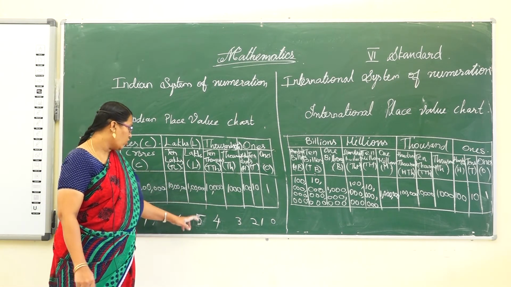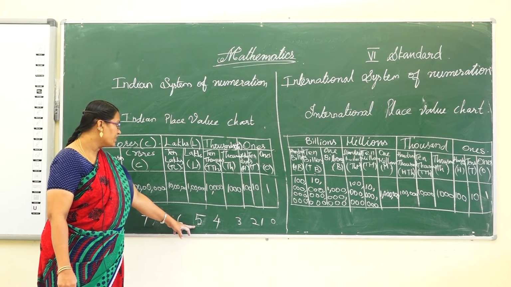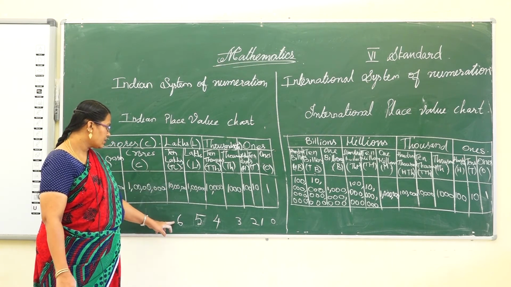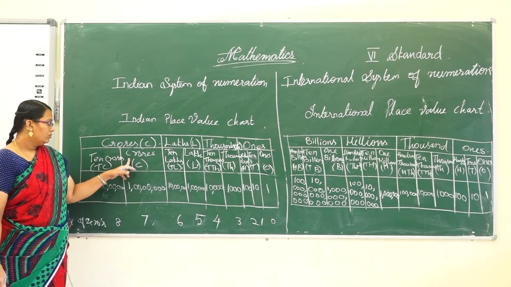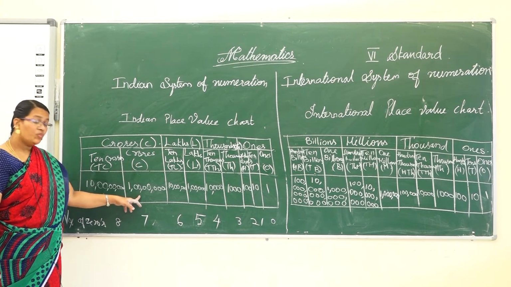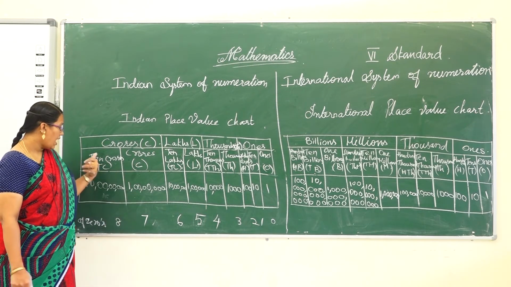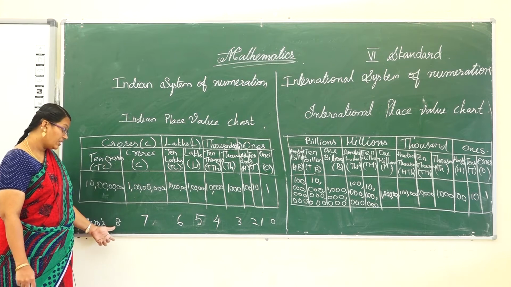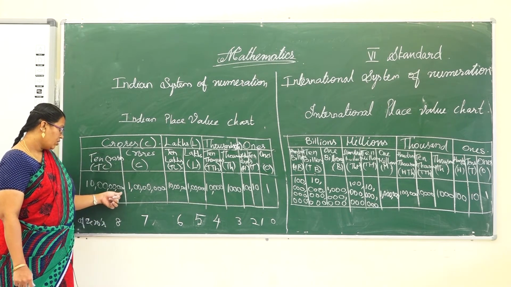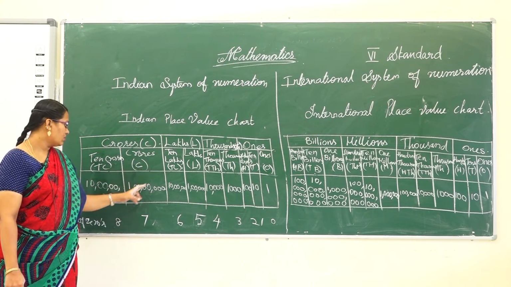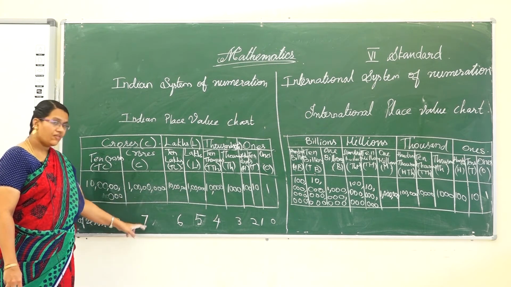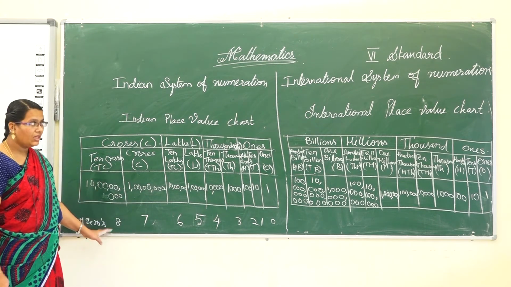So how many zeros do lakhs have? 5 zeros. 10 lakhs has 6 zeros. How many zeros do crores have? 7 zeros. And 10 crores has 8 zeros. So crores have 7 zeros and 10 crores have 8 zeros.